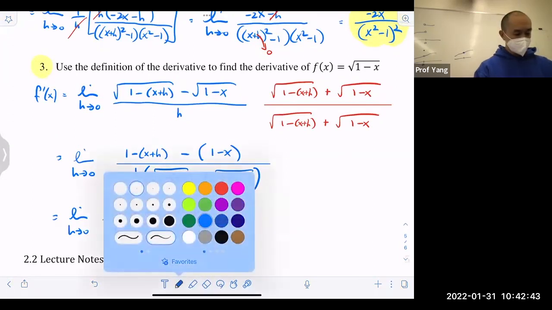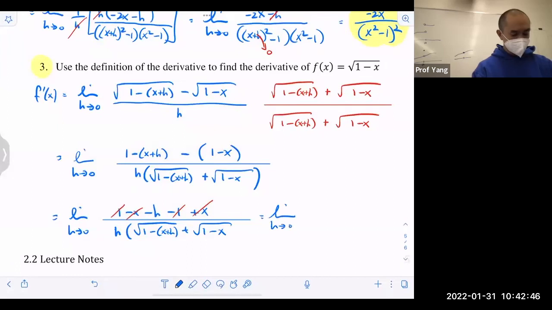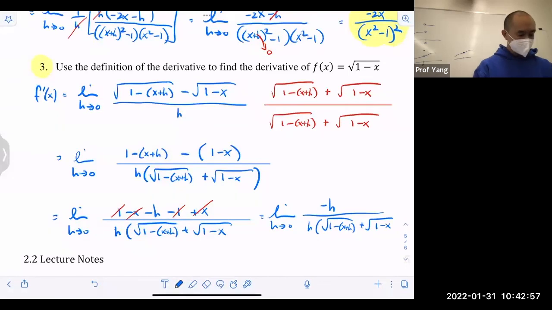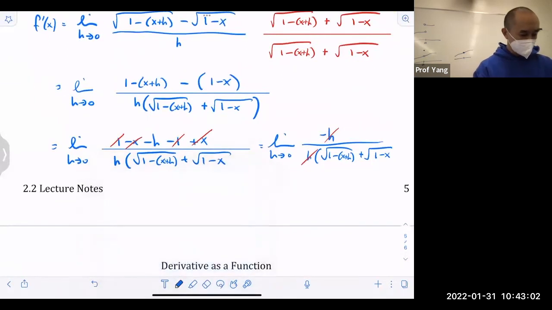So this is going to give you the limit as h goes to 0, negative h over h times the square root of 1 minus x plus h plus the square root of 1 minus x. At this point, you could cancel out the h's. And what you're going to get is a negative 1 in the numerator. In the denominator, what are we going to have? Well, we're going to take this h, when we take the limit as it goes to 0, it disappears. So you end up with square root of 1 minus x plus square root of 1 minus x.